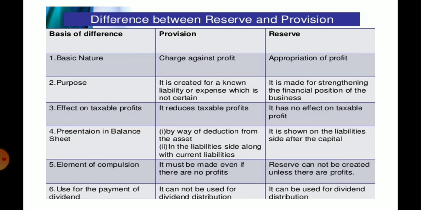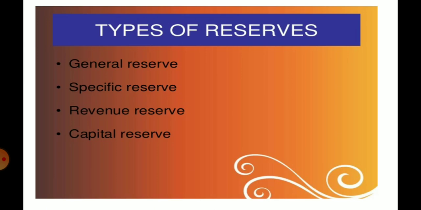Now, the element of compulsion. Provision is compulsory to be maintained, but reserves are not created unless there are profits. And last is use for payment of dividend. Provision cannot be used for the dividend distribution, but reserve can. So this is the basic difference between reserves and provisions.